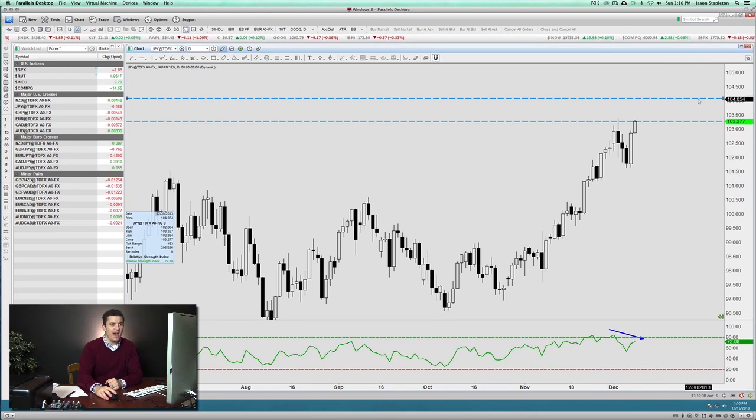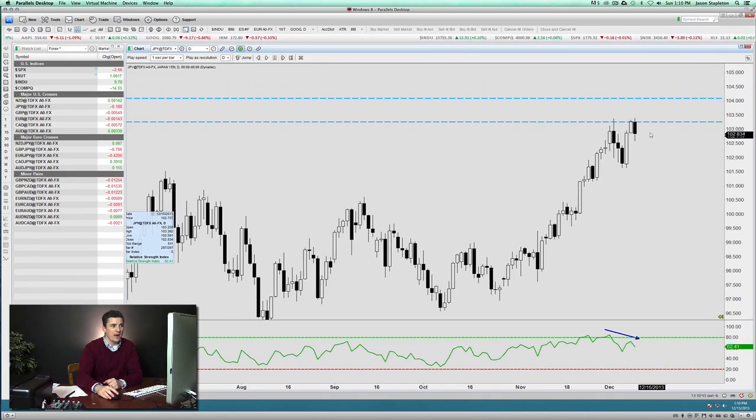But once we get above that, I'm giving myself some leeway in the event that we run up into 104s, so I don't get taken out on my protective stops. So here's what happens. Back to the replay. We move forward. Market pulls back right off that level.